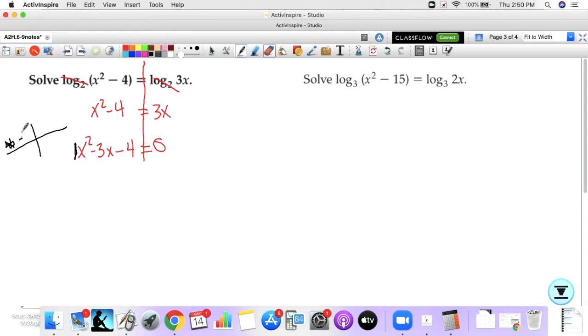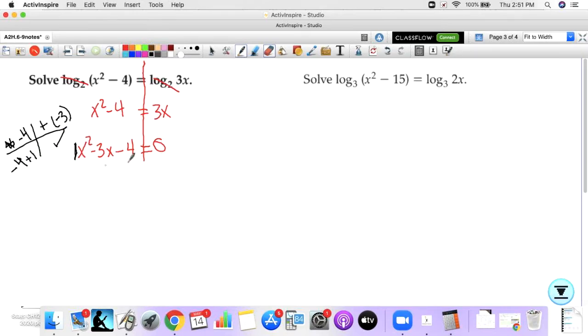So it multiplies to be negative 4 and adds to be our b value, which again is negative 3. So if they multiply to be a negative, one is negative and one's positive. If they add to be a negative, our negative number must be bigger. So what multiplies to be negative 4 but adds to be negative 3? Hopefully you're thinking negative 4 and 1, right? Those two things add to be negative 3.